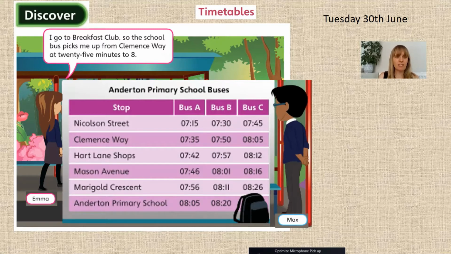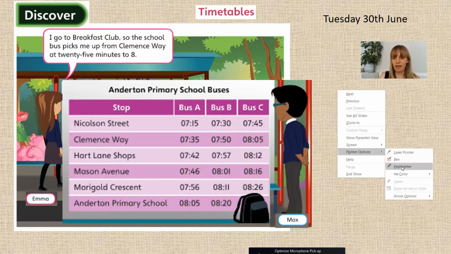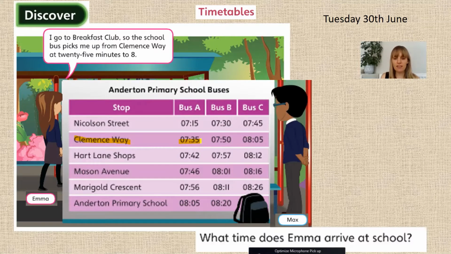Now Emma says she goes to Breakfast Club, so the school bus picks her up from Clements Way at 25 minutes to 8. Now, if it's 25 minutes to 8, we could write that as the digital time 7:35. Now, if I get my highlighter pen, here it is, she catches the bus at Clements Way at 7:35. Now, the first question says, what time does Emma arrive at school?